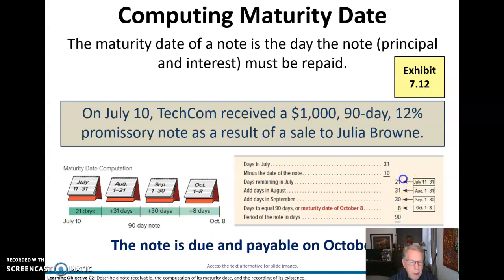So I'm going to get 21 days, that's 10 subtracted from 31. 31 more days, I'm now up to 52 days. 30 more days. I'm now up to 82 days. And I need another 8 more days to get to 90. So that 8 more days is going to be a maturity date of October 8th. See how that works? Okay. The note is due and payable then on October 8th.